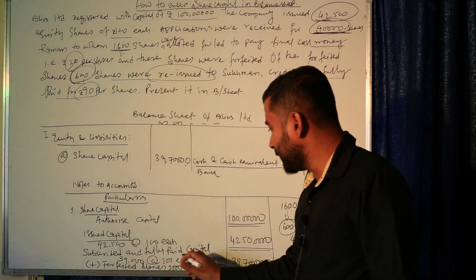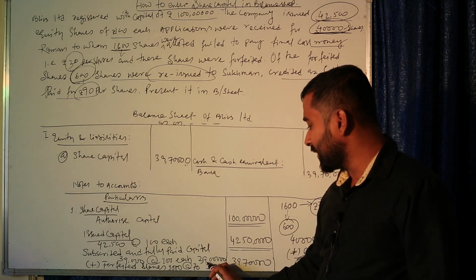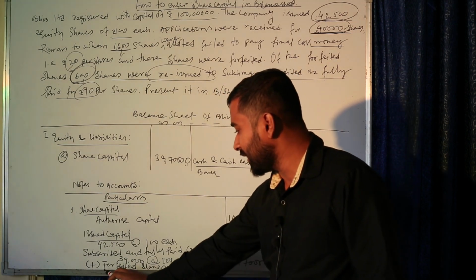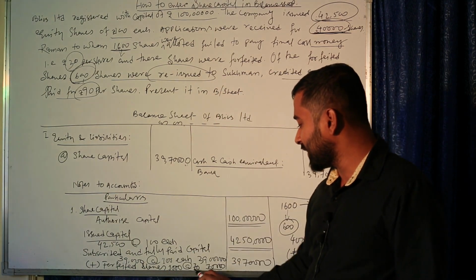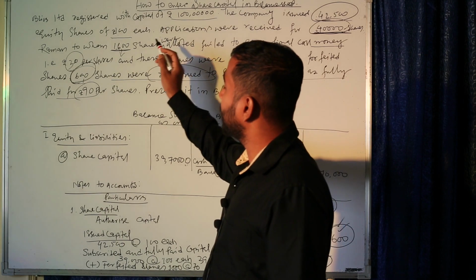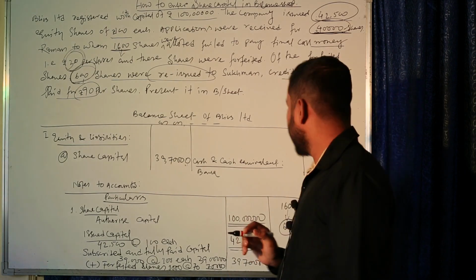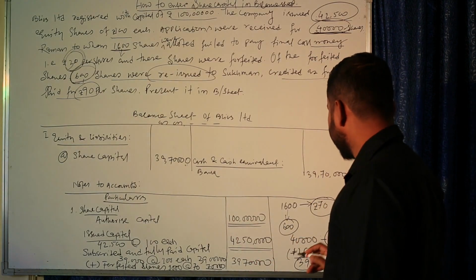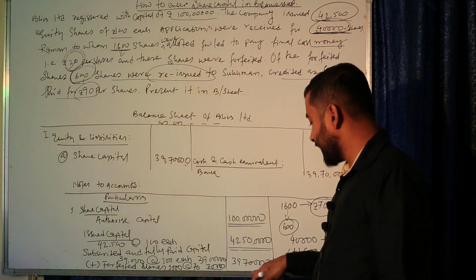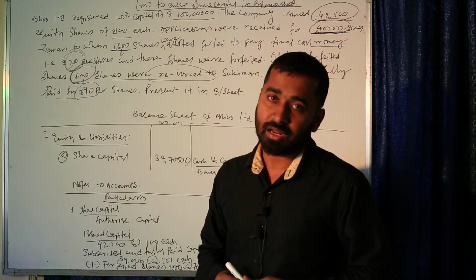So subscribed and fully paid up capital is 39,000 shares at the rate of 100 each, that is 39 lakh rupees, plus forfeited shares, 1,000 shares at the rate of 70. Why did 70 come? You understood that the paid up amount is 70, because 30 rupees that person did not pay, which is calls in arrears. So 1,000 into 70 rupees is 70,000, and the total is 39,70,000 rupees that the company has in the form of share capital. I hope you understood.